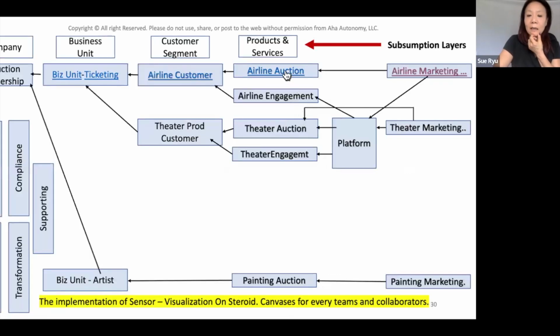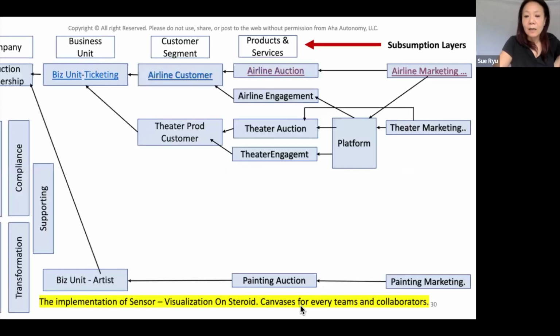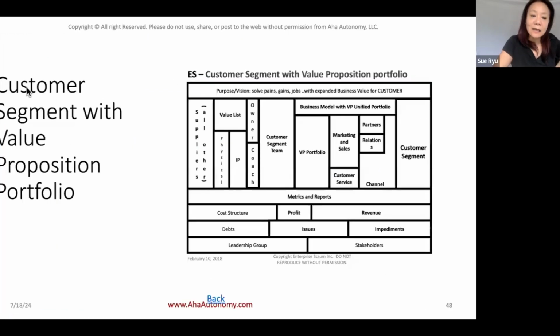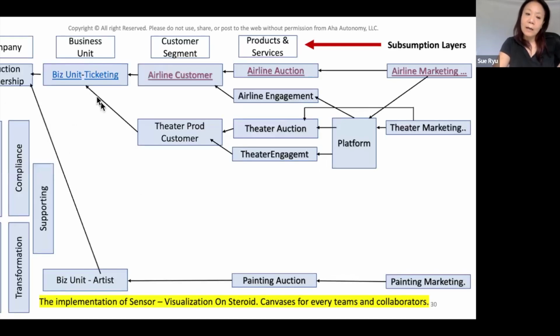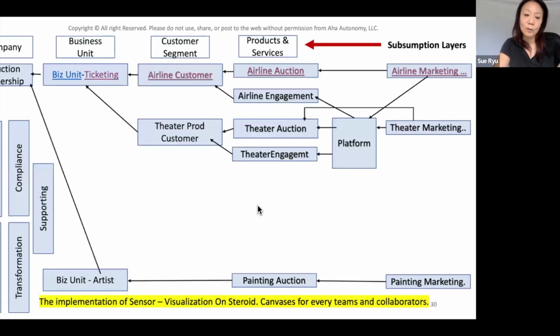So let's take a look at the airline action team. This is very much like a business model canvas because they're building the value proposition for what they are providing to the customers. And then the airline customer segment. This is a customer segment with the value proposition canvas. Again, they are looking at a portfolio of multiple value propositions, not just one; they expand it as they grow. And then the business unit team oversees the portfolio of customer segments. So these are things they will be doing. Again, I like to call this visualization on steroids.